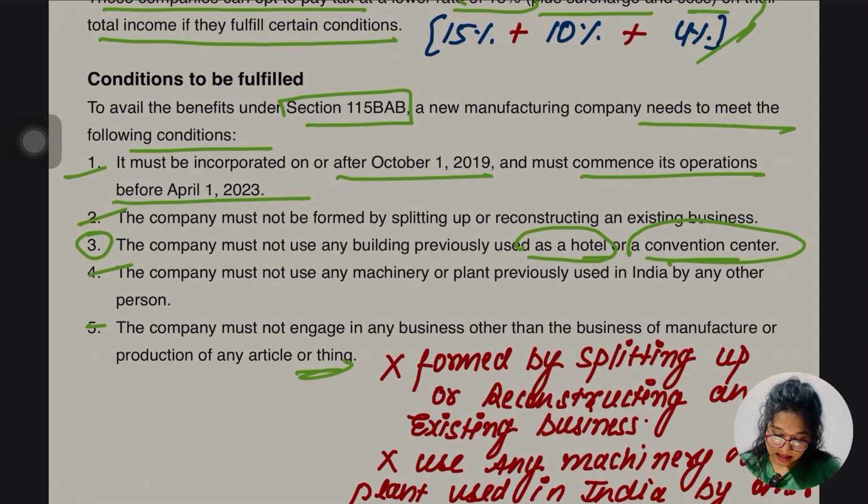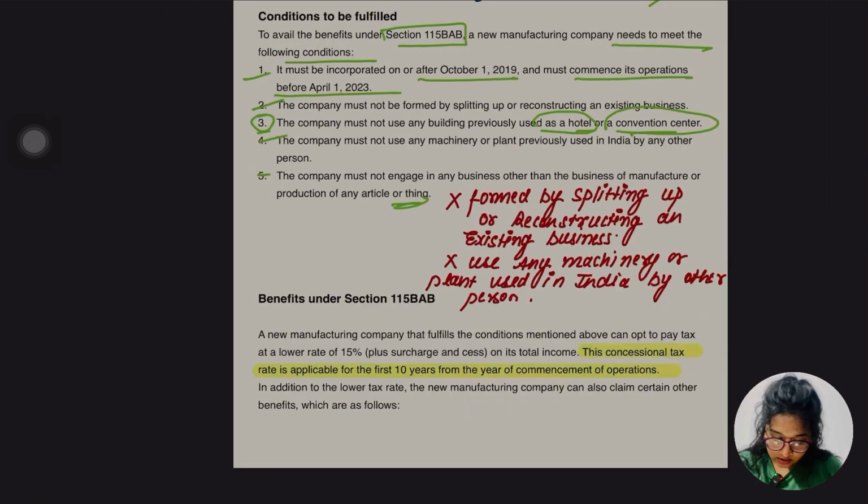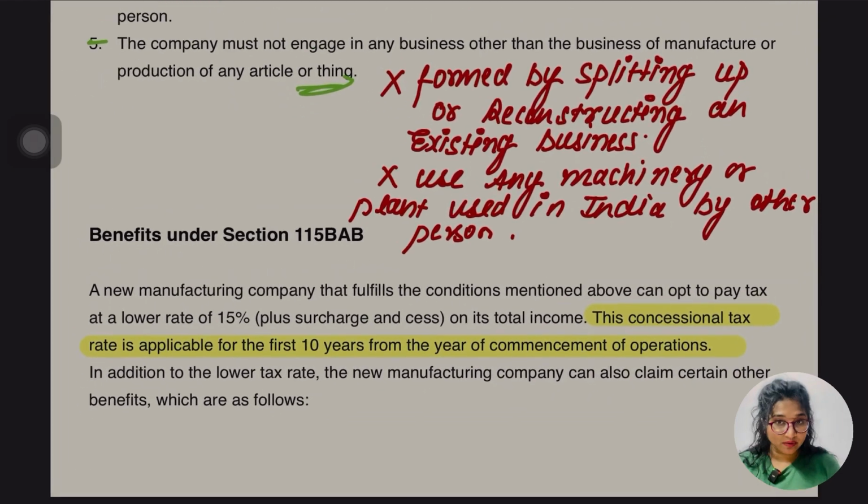And one more thing, it should not be formed by splitting up or reconstruction of any existing company, right? They cannot continue that company. And this was the new thing, that the company must not use any building previously used as a hotel or convention center. Okay, so let's go for the benefits under 115BAB.